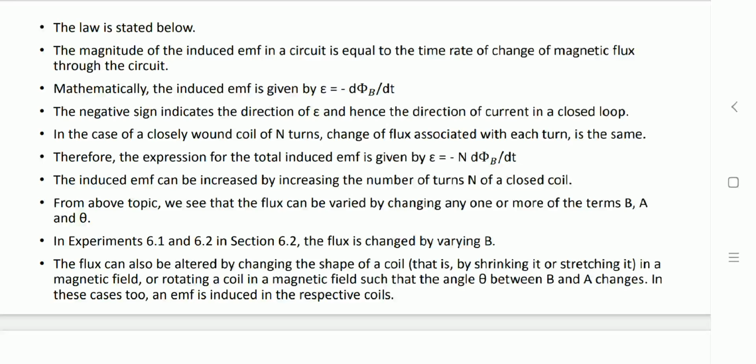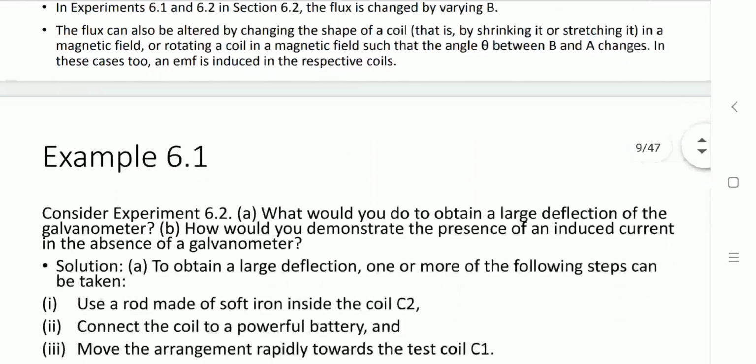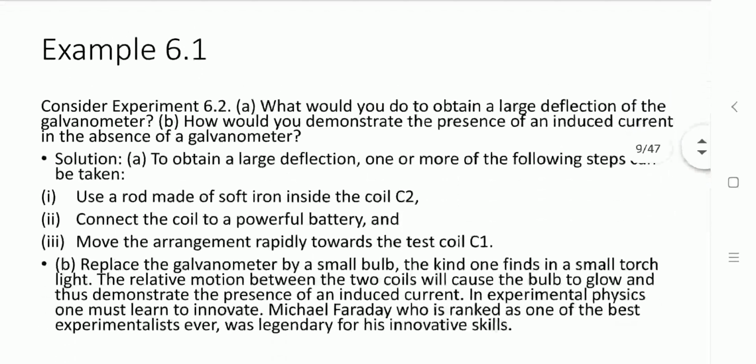So ultimately we can say that flux can be varied based on the magnetic field magnitude B, area A, and the angle between these two, that is theta. So phi B equals BA cos theta. It is depending ultimately on B, A and theta. Let us go through an example based on this.